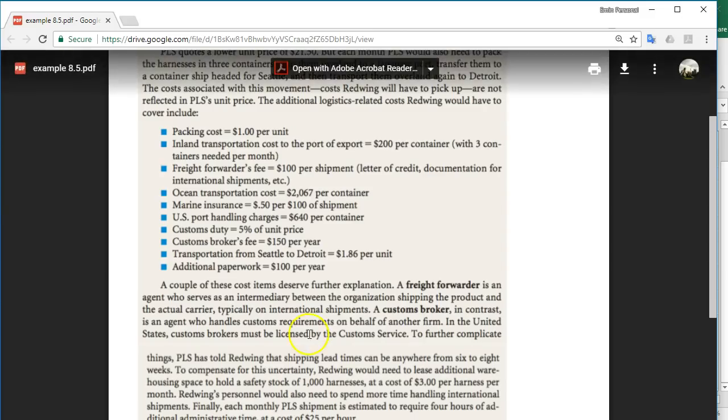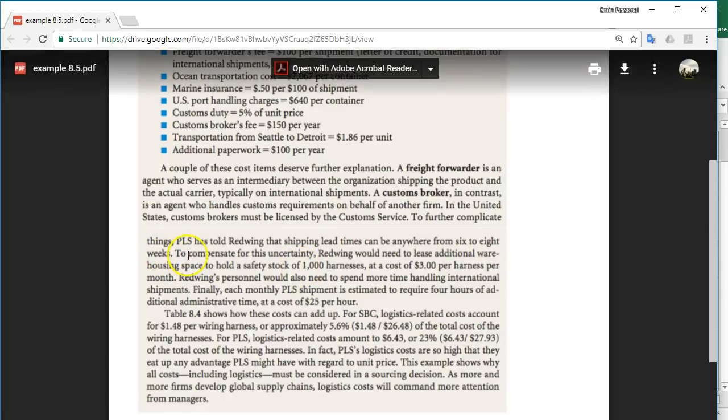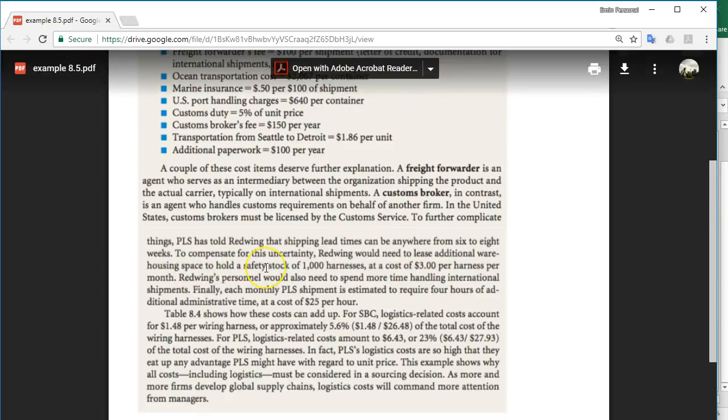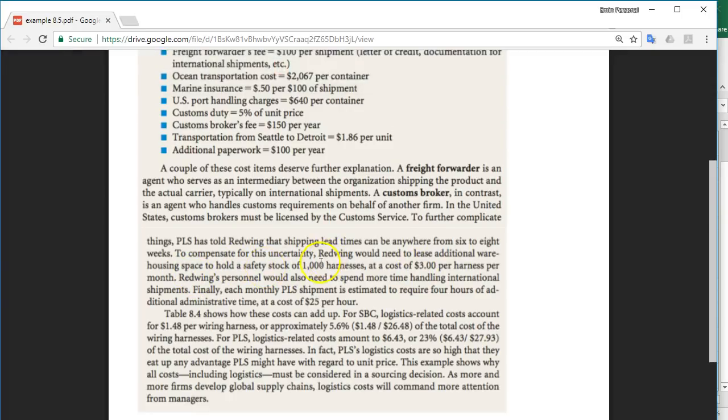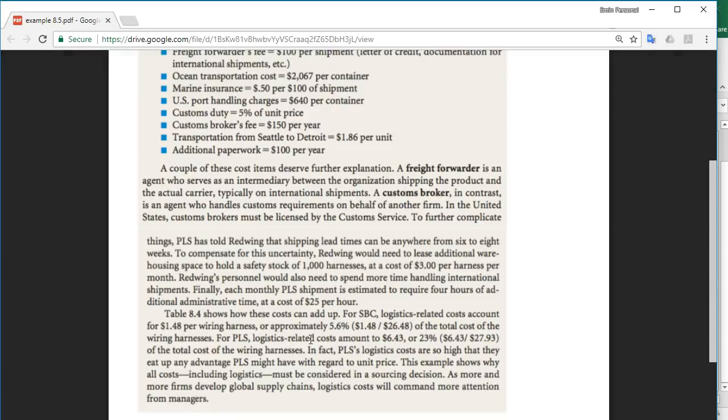Now if we read further, we can see that it says PLS has told Red Wing that shipping lead times can be anywhere from 6 to 8 weeks. To compensate for this uncertainty, Red Wing would need to lease additional warehousing space to hold a safety stock of 1,000 harness at a cost of $3 per harness per month. It means that they will have to keep some stock in Japan in case something might go wrong, or there might be some delays. Now keep in mind that our company doesn't have to buy these items. They will just pay for warehousing expenses to hold them.